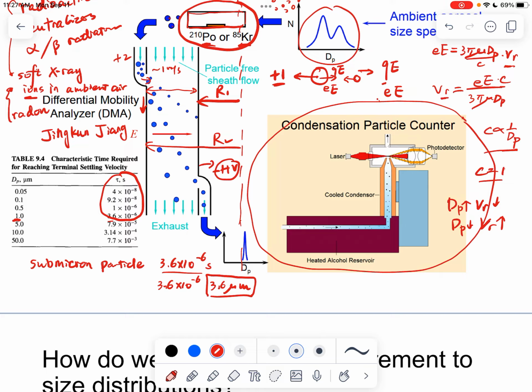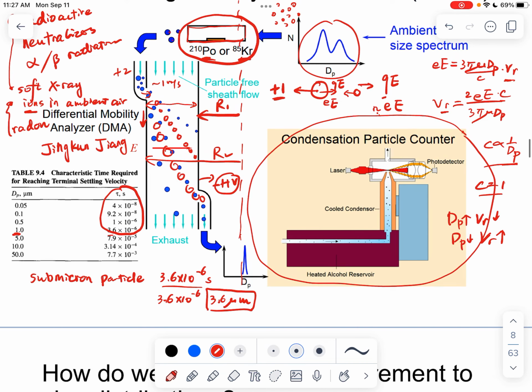And this is assuming that the particles carry one charge only. And if you have two charges, right? Since we had an n here, the velocity will be faster, which means the larger particles carrying two charges can also move faster compared to the smaller particles. So there will be some even larger particles carrying two charges getting selected. But no matter which size they are, their electrical mobility is the same.